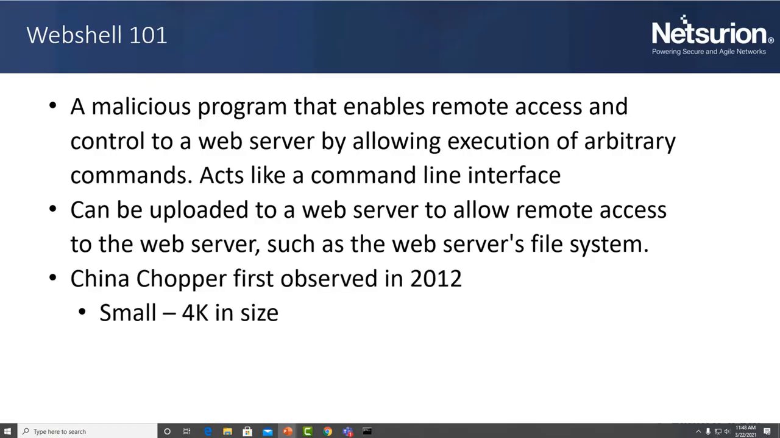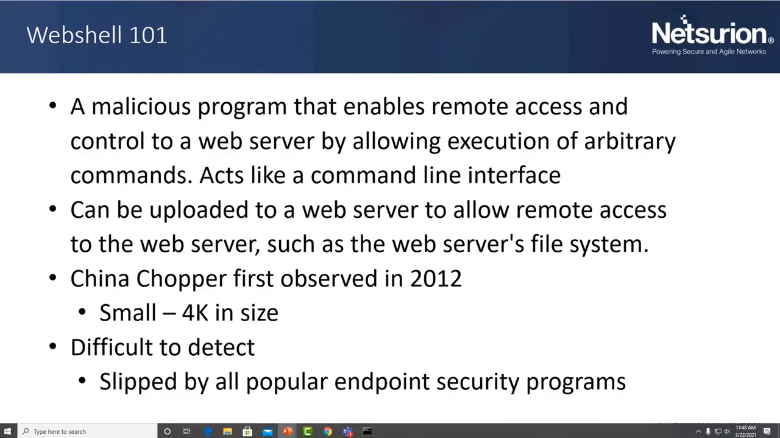A famous one is called the China Chopper. You will hear that mentioned often in regards to Hafnium. It was first observed in 2012. It's small in size and it's quite difficult to detect. Notice that it's slipped by all the popular endpoint security programs.